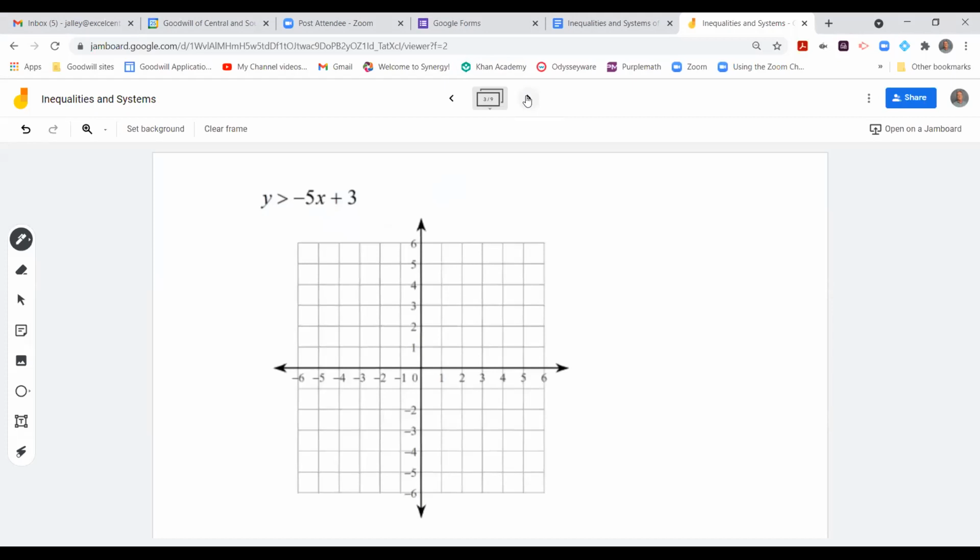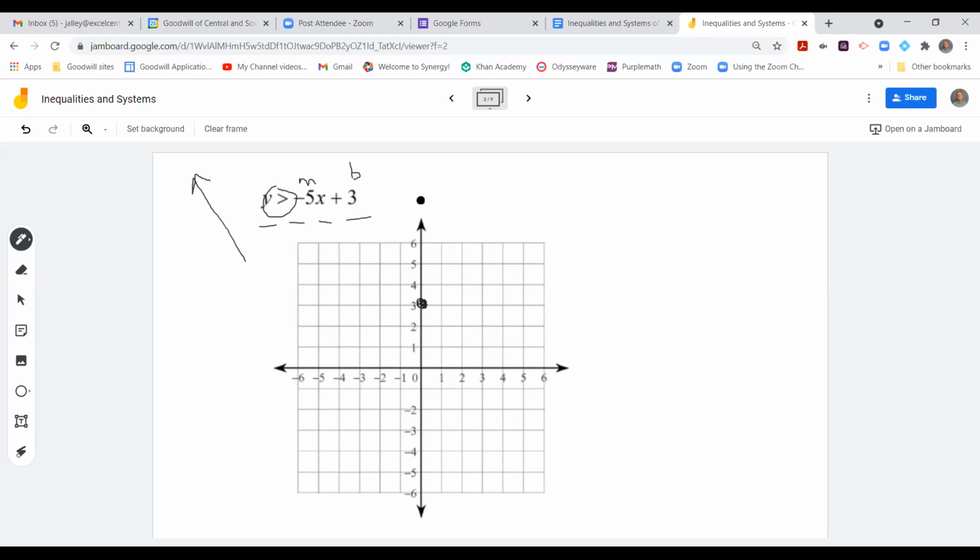So here's the second problem on that handout. Y is greater than negative 5x plus 3. Just like always, we're going to start at the y-intercept. That's our beginning point. This is B. B for beginning. Slope is m, number in front of x. Negative slope lines go this direction. That symbol tells me I got to do a dashed line.